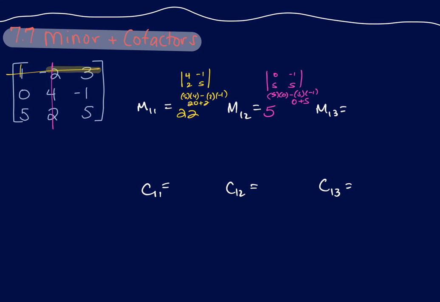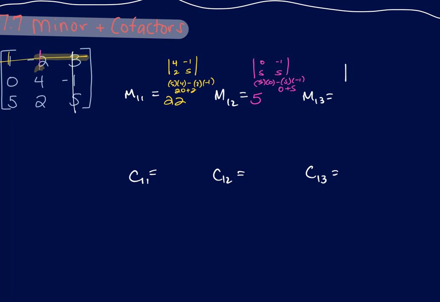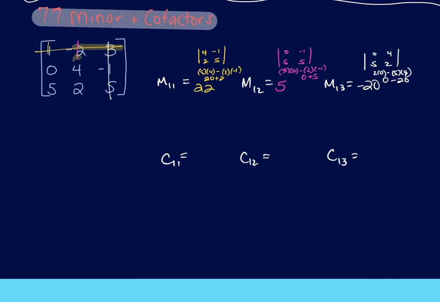And then row 1, column 3, and you have 0, 4, 5, 2. And then it's 2 times 0 minus 5 times 4. 0 minus 20, which is -20. So in your matrix, those would be the ones in that top row. This one, this one, this one. So you're only giving me those 3.